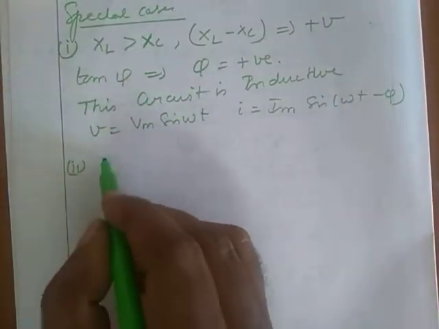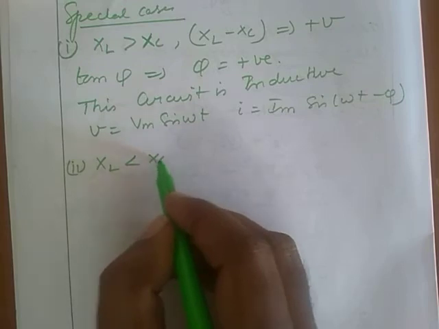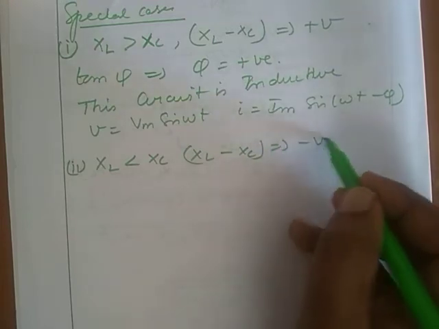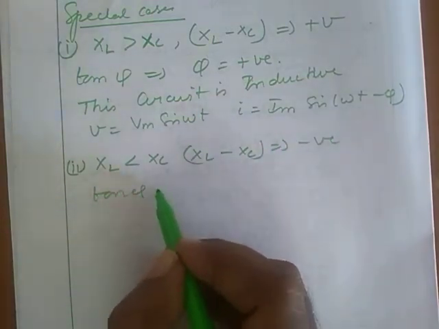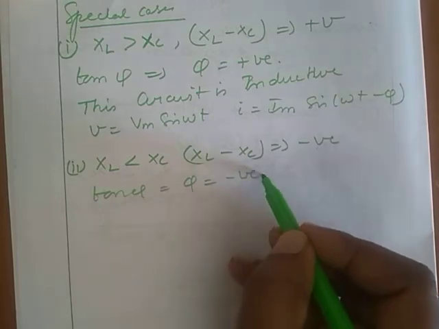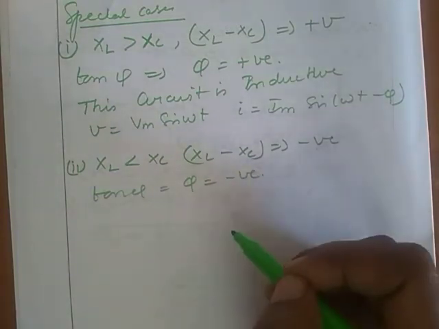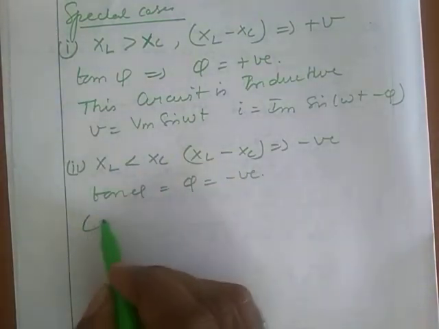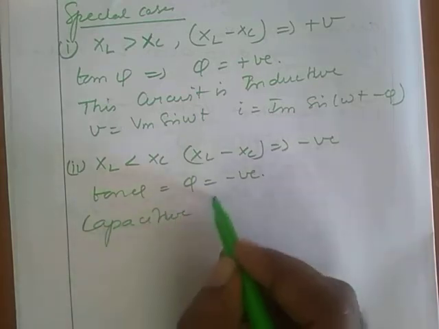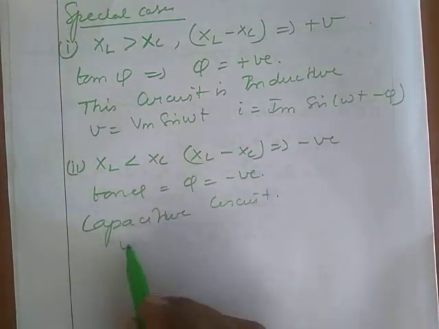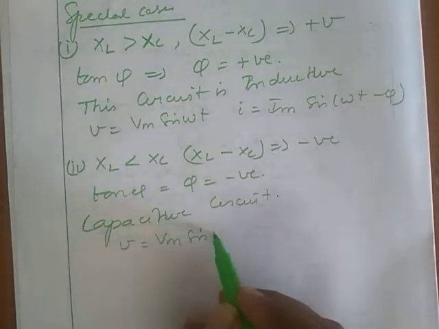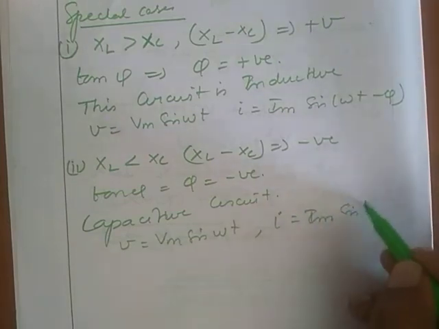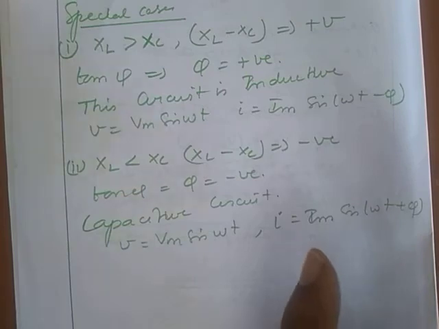The next case is XL less than XC. For this case, XL minus XC will be negative, so tan phi and phi are negative. So the current leads the voltage by the phase angle, and it is a capacitive circuit. Then the instantaneous voltage V is equal to Vm sin omega t, and the instantaneous current I is equal to Im sin (omega t plus phi), so the current is leading the voltage.